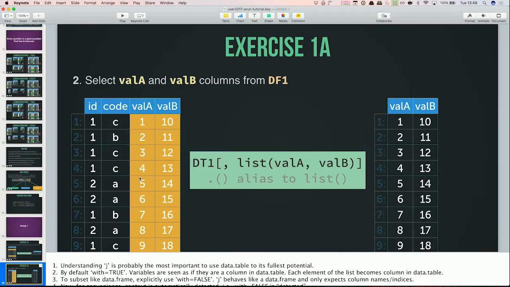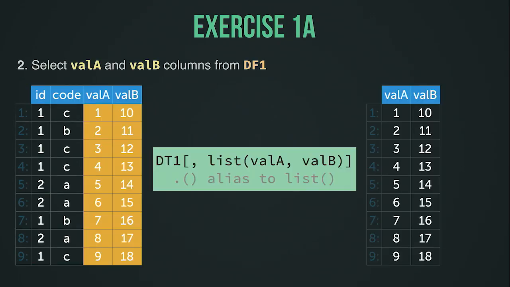Any more questions? Okay. So this is for selecting columns. And in the place of list brackets, you can also use dot in place of list, just for shorter typing.